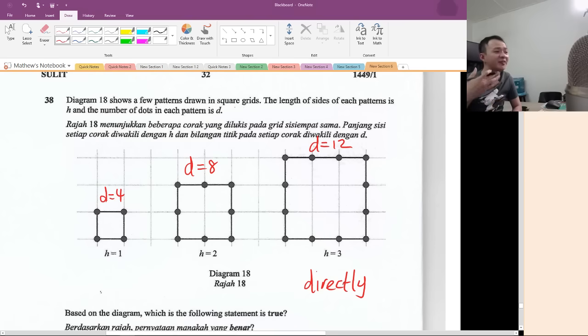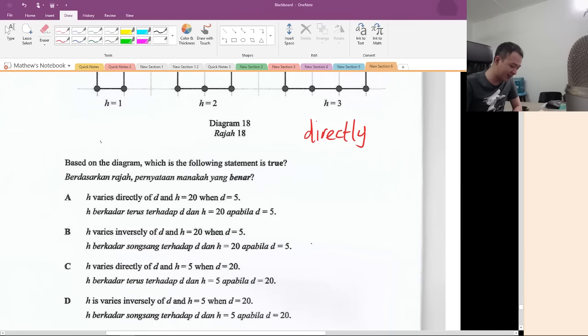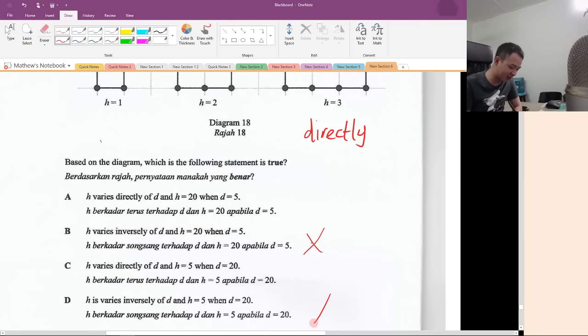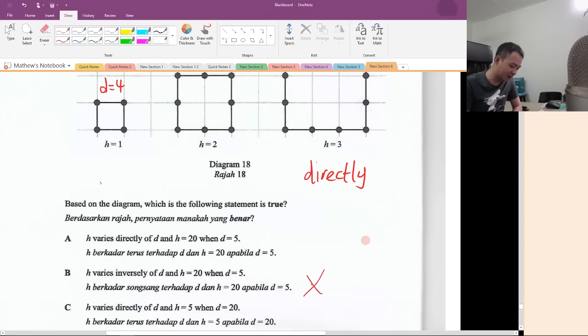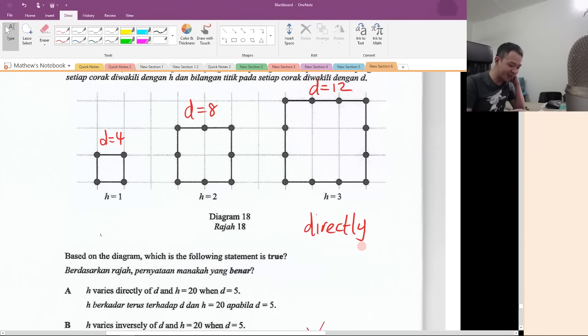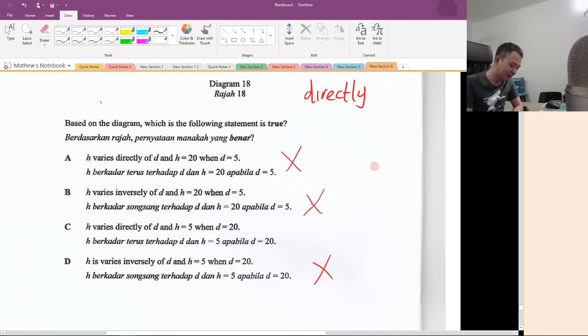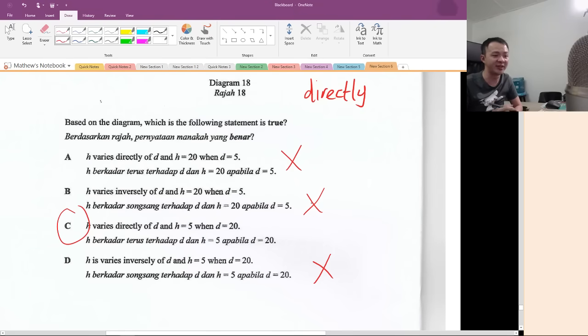Because if it varies inversely, when one increases, the other will decrease. So therefore anything that says inversely is wrong. Right now, I can say that the D value is always bigger than the H value. They say H varies directly as D, with H is 20 and D is 5. It doesn't make sense, because H of 2 already gives D of 8. It's impossible for H to go up to 20 while D equals 5. Wrong. Then the only answer I have will be C.